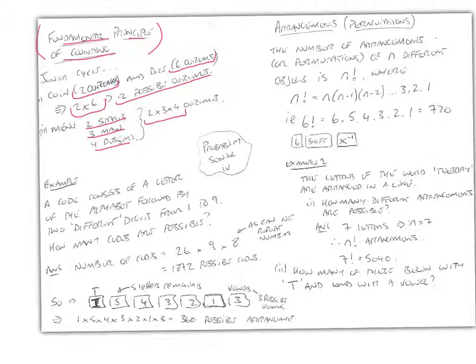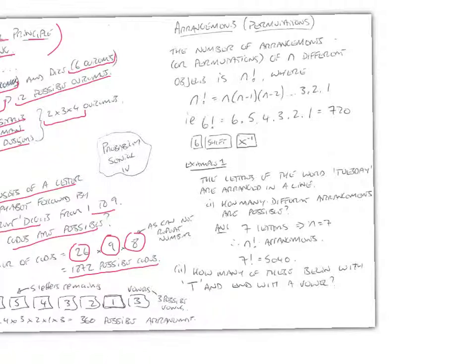Okay. So let's look at an example here. A code consists of a letter of the alphabet followed by 2 different digits from 1 to 9. How many codes are possible? Well, we have 26 letters times 9 digits, and then our last digit can't include one of the 9, so times 8 gives us 1872 possible codes.